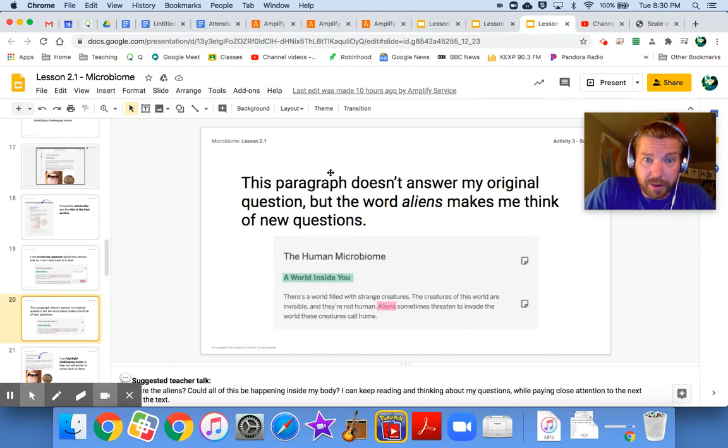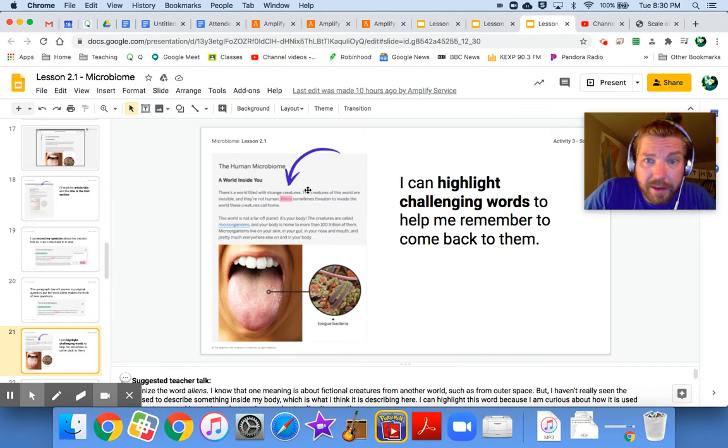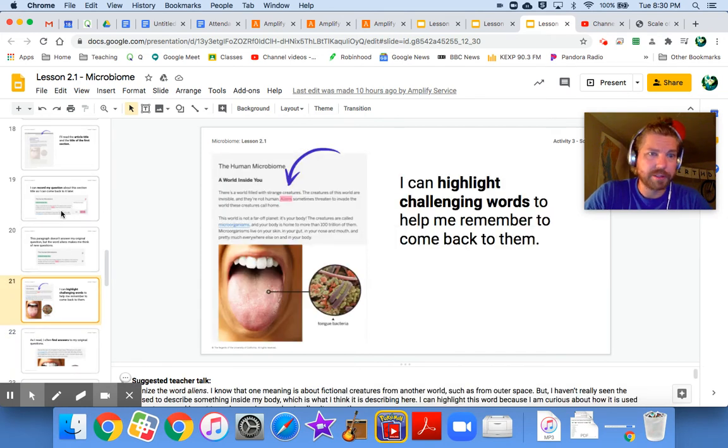So this paragraph right here, it doesn't really answer the original question, the world inside of you. But hey, look, aliens. Oh, there's a world filled with strange creatures. The creatures of this world are invisible and they're not human. Aliens sometimes threaten to invade the world these creatures call home. Oh my gosh, what is this, a sci-fi novel? Okay, aliens, that makes me think of new questions. I might highlight that so that I can come back to it later. What do they mean, aliens? What is happening here?